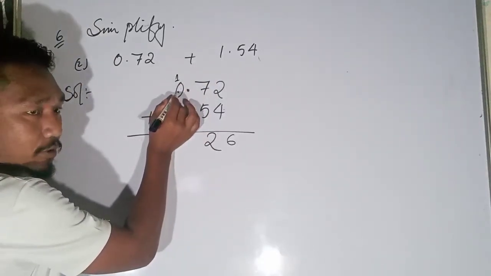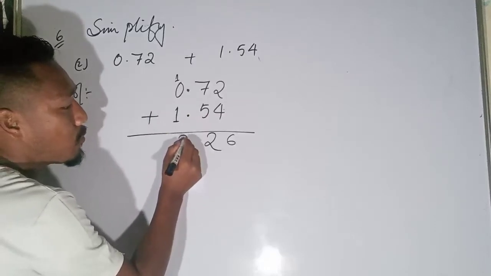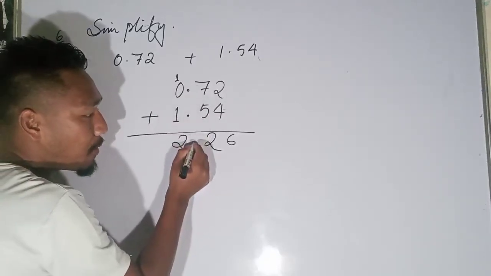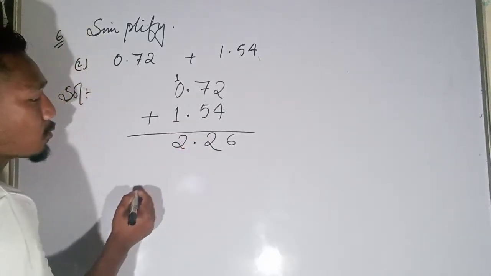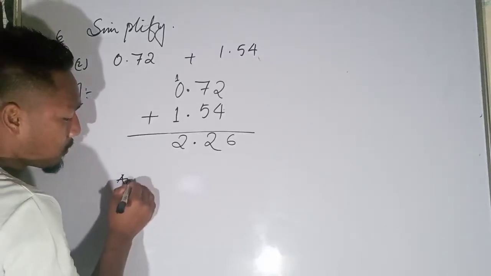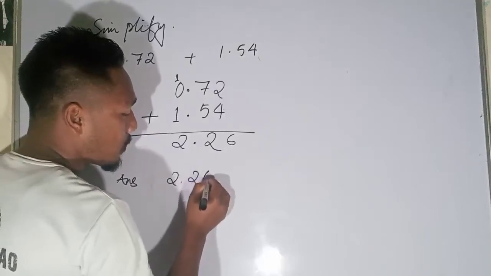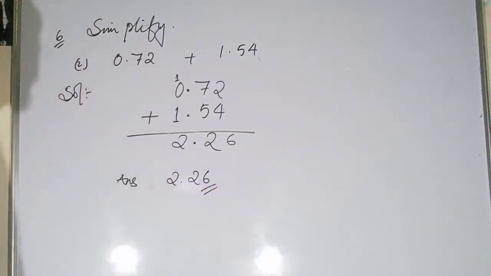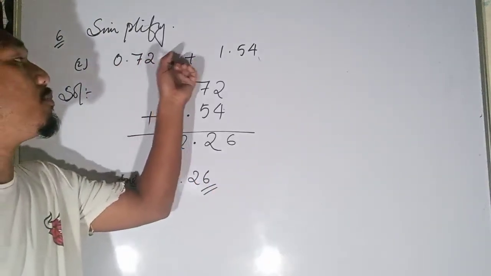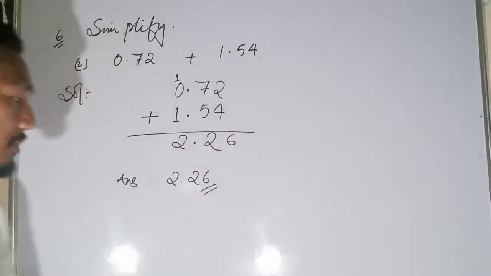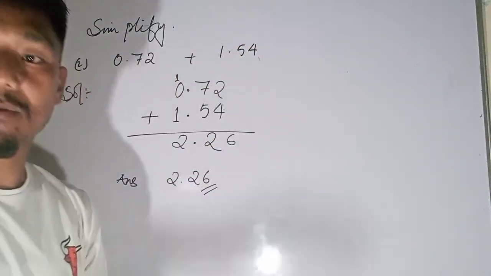Now 1 plus 0 is 1, 0 plus 2 becomes 2, so bring down the point, and 1 point. So your answer is 2.26. Okay, so if you add 7.2 plus 1.54, your answer is 2.26.